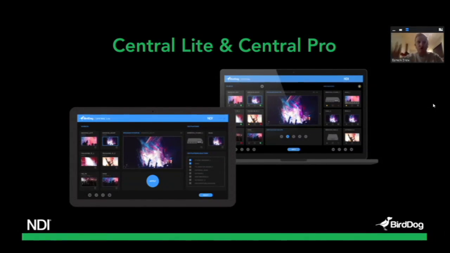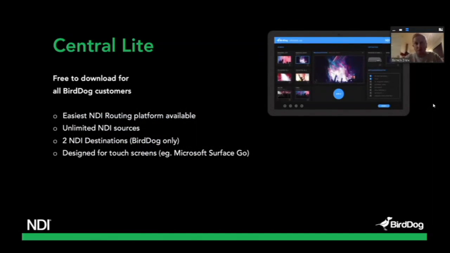Again, there are 2 versions. There's the free version, Central Lite, and then there's a Pro version, which is a paid version. Central Lite is available for free to download now. You can play around with it. What it allows you to do is take any NDI source, which it automatically detects on the network, and then route it to any one of our hardware boxes as a decoder.